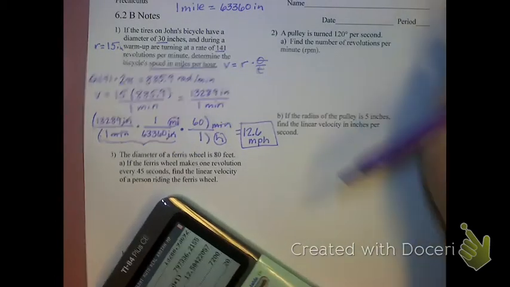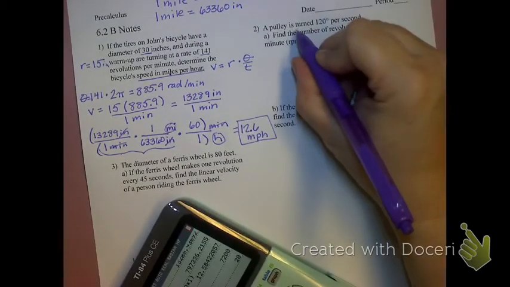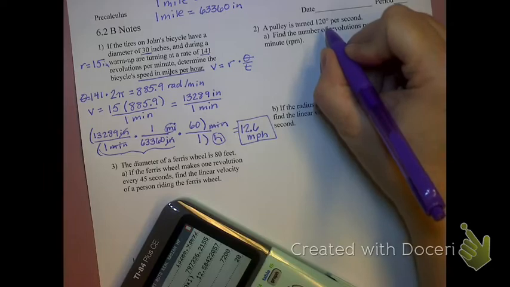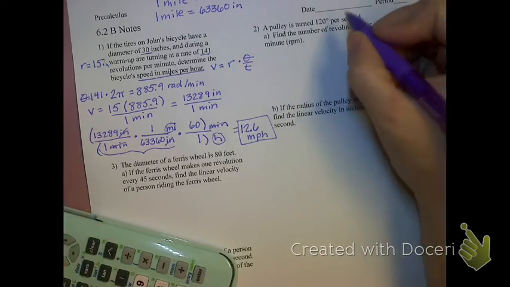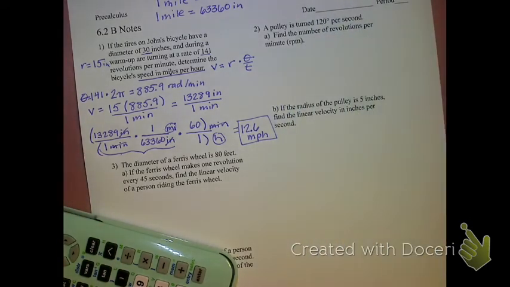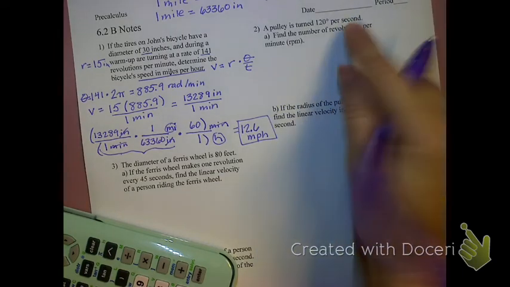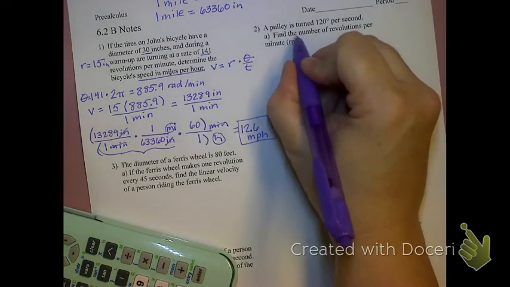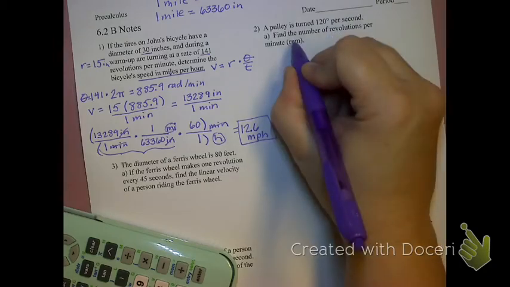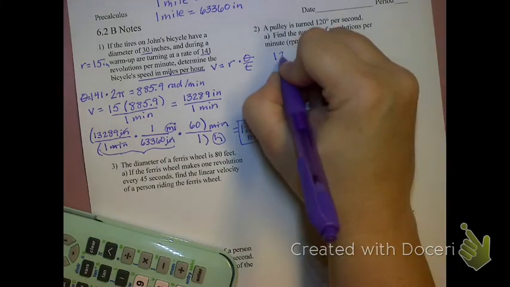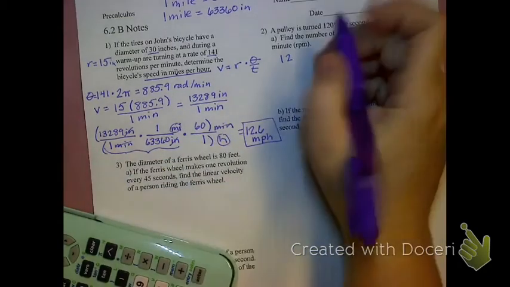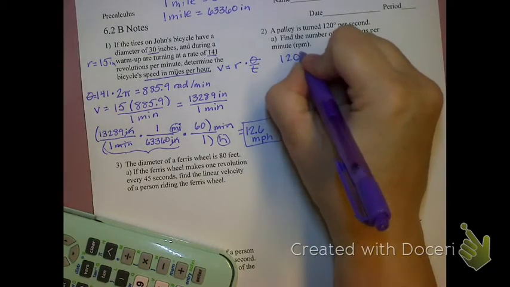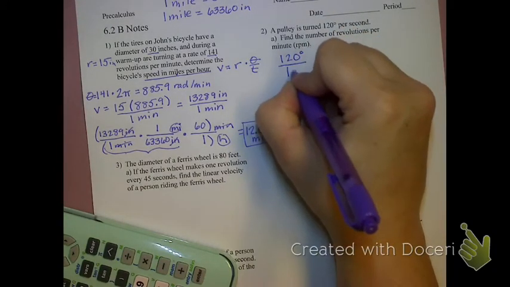Okay, moving on to number 2. A pulley is turned at 120 degrees per second. So this is our angle measure, and then we're going per second. We need to change it to revolutions per minute. So I'm going to write it down. I'm going to be doing this conversion again. So 120 degrees is how far it travels in 1 second.